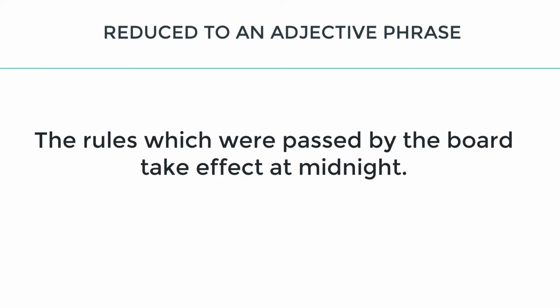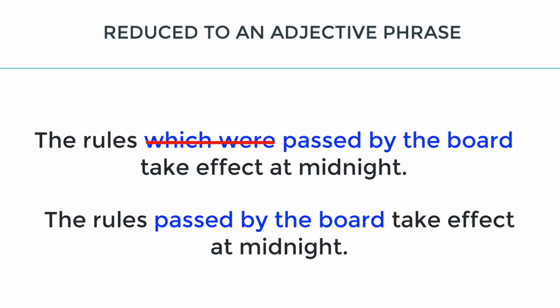The rules which were passed by the board take effect at midnight. The adjective clause here, which were passed by the board, begins with the relative pronoun which and is followed by a be verb. We remove both, and now we are left with the rules passed by the board take effect at midnight. In this case, passed by the board is an adjective phrase using the past participle, passed.